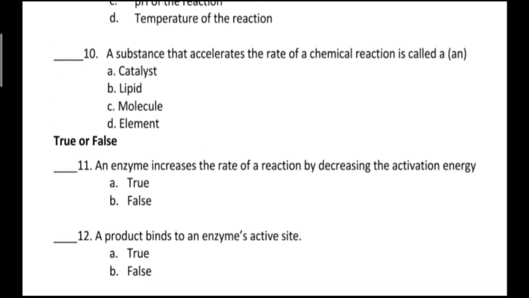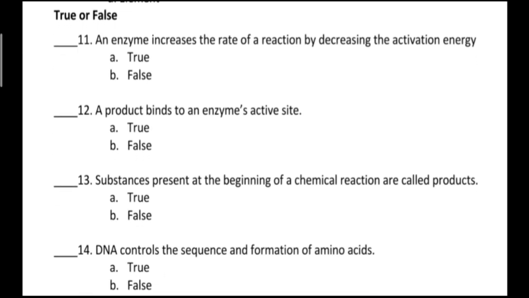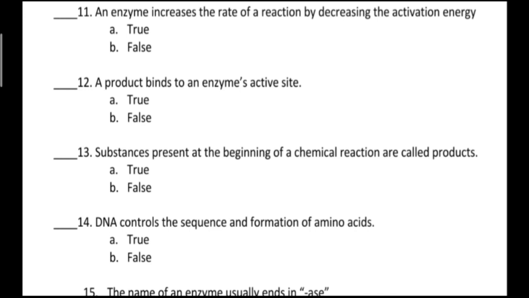Next, we have here true or false. An enzyme increases the rate of reaction by decreasing the activation energy. That's wrong. Okay, it's not decreasing but increasing the activation energy, to make it true. Next one, number 12. A product binds to an enzyme active site. It is false. It's a substrate. A substrate binds to the enzyme's active site.